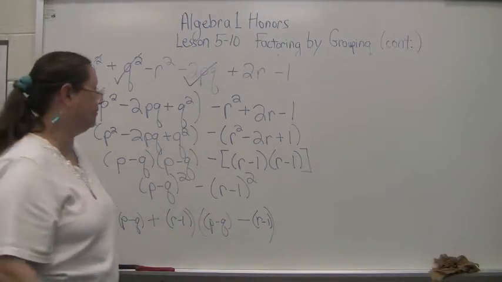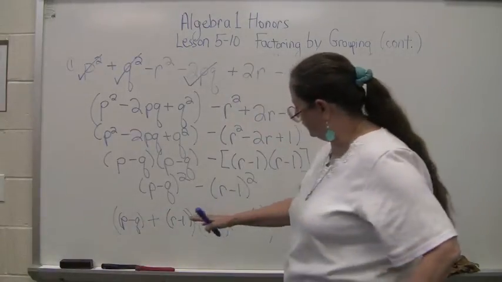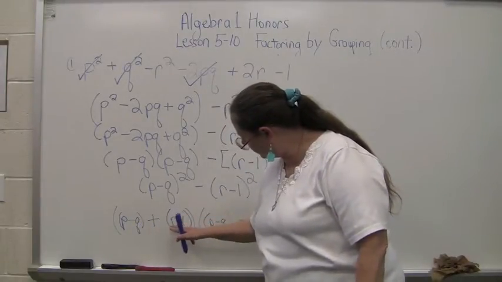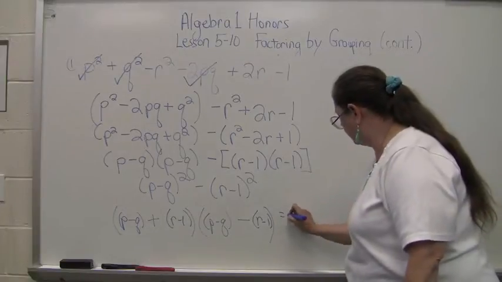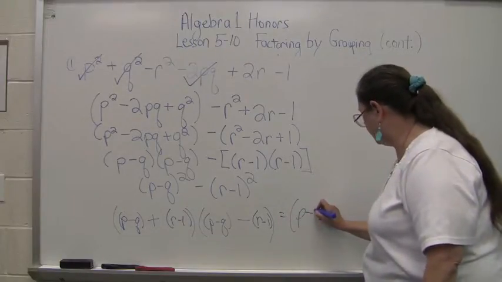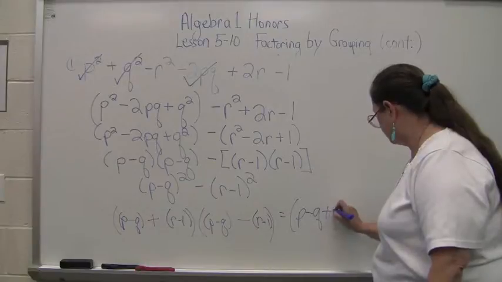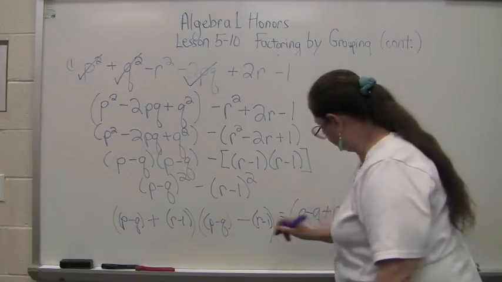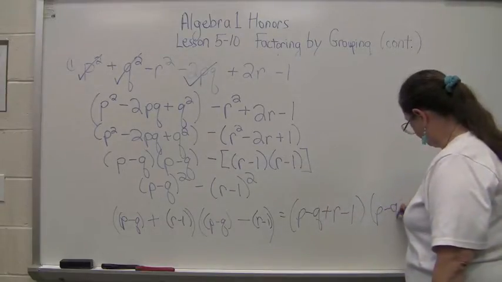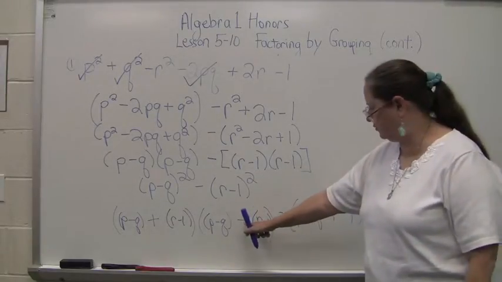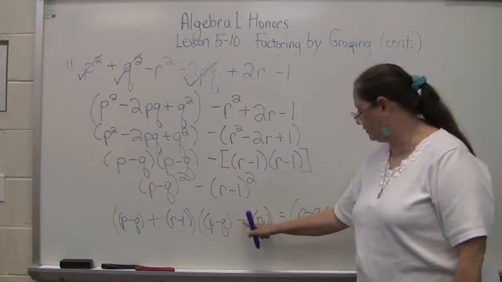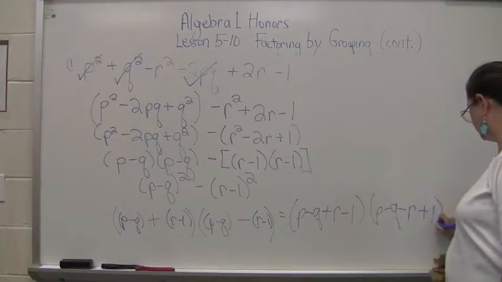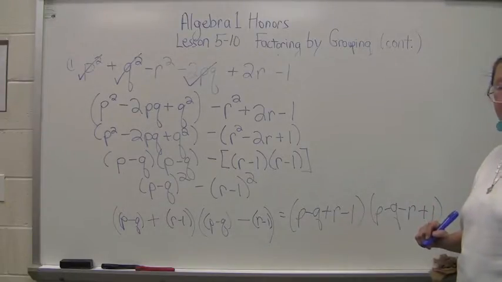Now then we need to simplify what we have in parentheses. There's a plus here, so we actually have p minus q plus r minus 1. So let's write that here. P minus q plus r minus 1. And then over here we have p minus q. And this minus right here is going to change the signs inside. So we're going to have minus r plus 1. Okay? And we're finished.